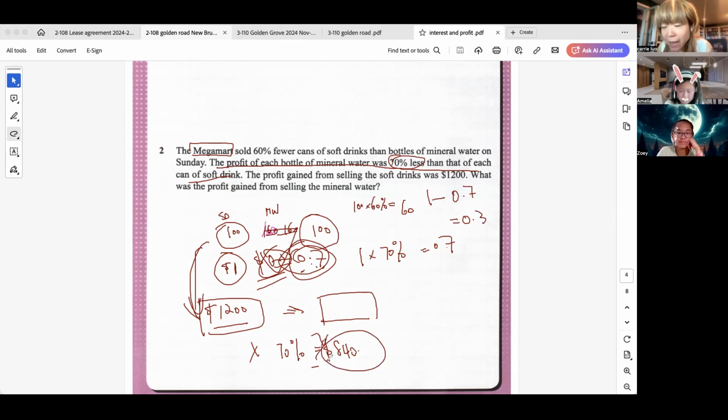Great, you got it right. That is by selling the same quantity of mineral water. 1,200 minus 840. Yes, very good. So what is the answer? The answer is 1,150. So 1,200 minus 840 equals 1,000 something? No.